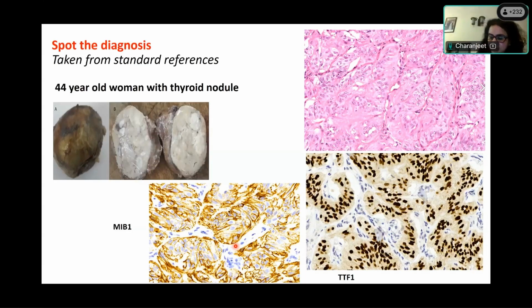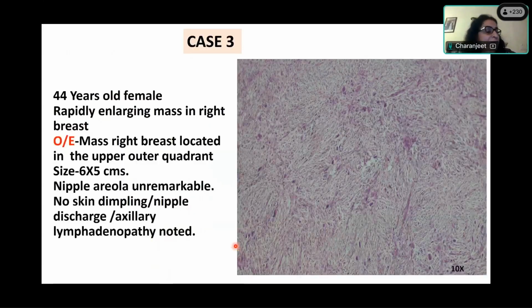Okay, so this is the spotter that you have. Now let us see the next case. Case 3: a 44-year-old male with a rapidly enlarging mass in the right breast, located in the upper outer quadrant, 6 by 5 centimeters. Nipple areola normal, no skin dimpling, no axillary lymphadenopathy. Dr. Ekta, will you describe this for me?